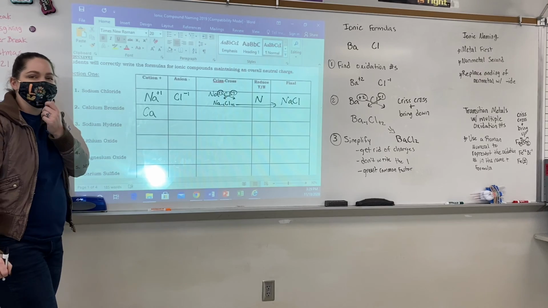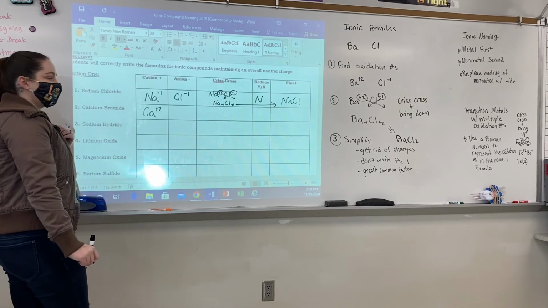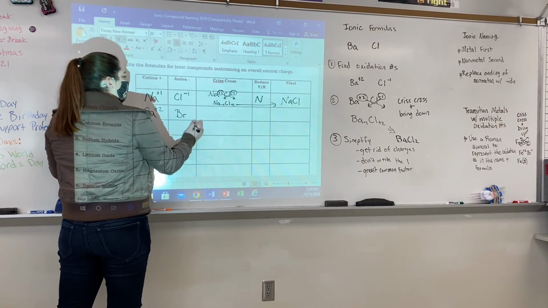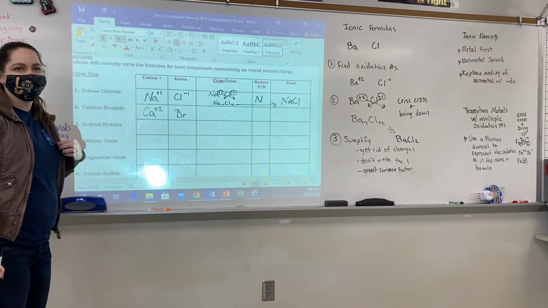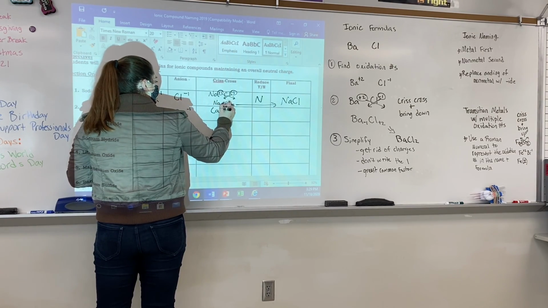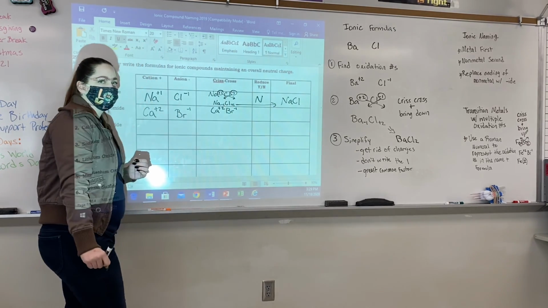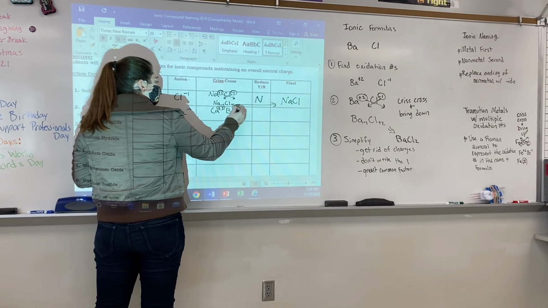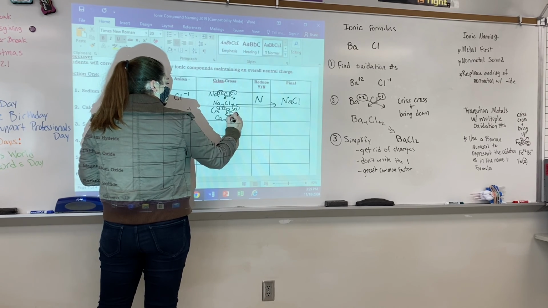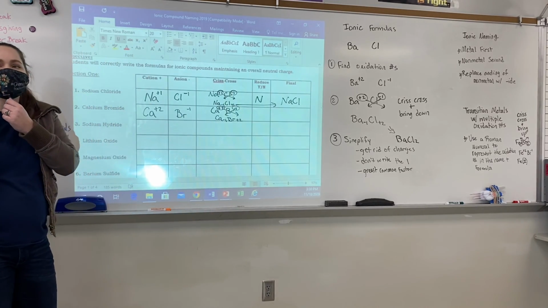What is your oxidation number for calcium? Plus 2. What is your anion? Bromine. So that's Br. What is the oxidation number for bromine? Minus 1. So then you write Ca plus 2 as an exponent, and then Br minus 1 as an exponent. You grab your oxidation numbers, you crisscross and you bring them down. So that is Ca minus 1, Br plus 2. And then I need to simplify it, and then I need to reduce it.